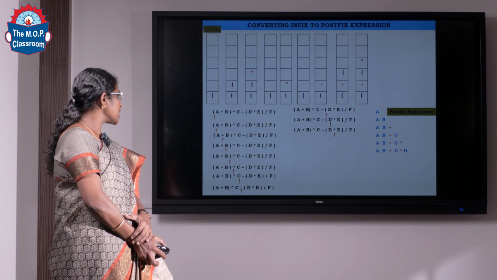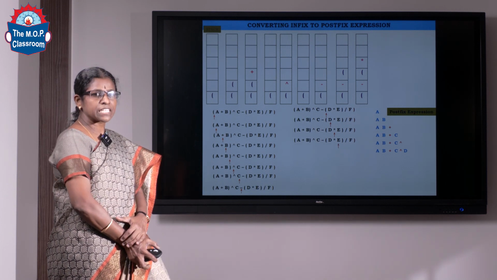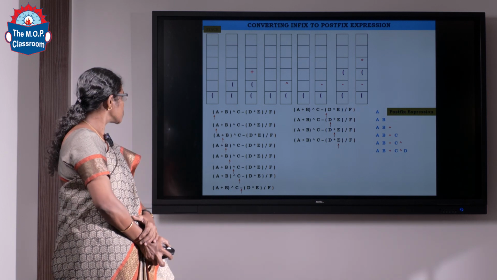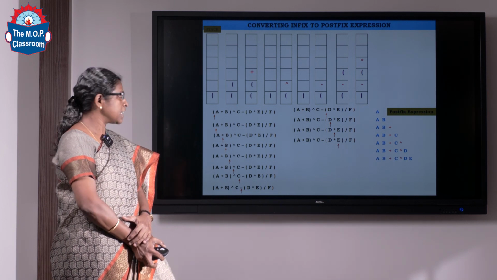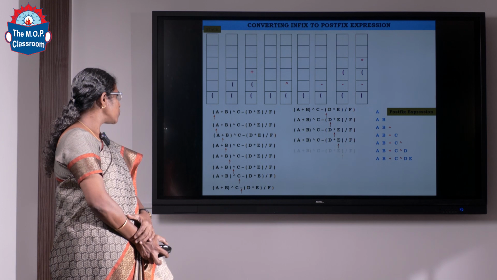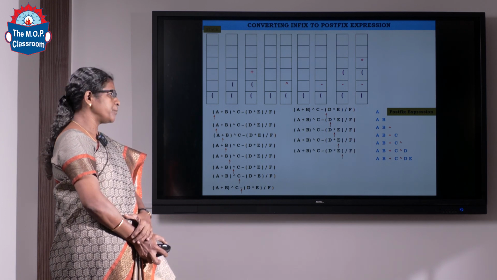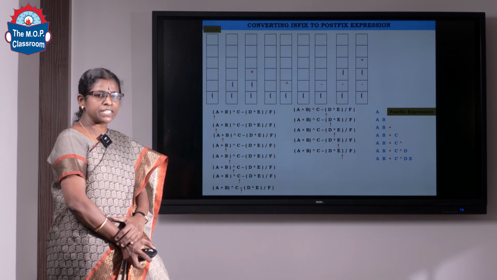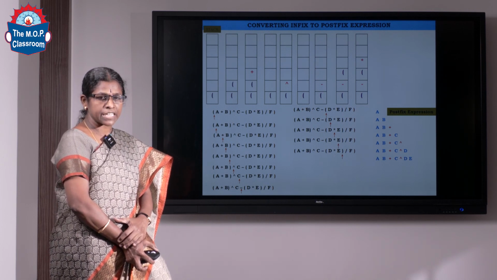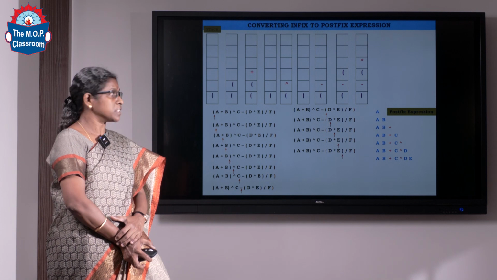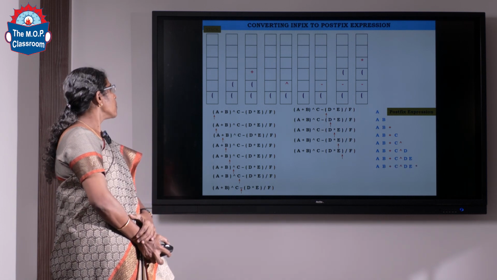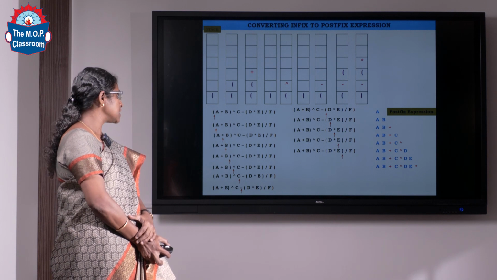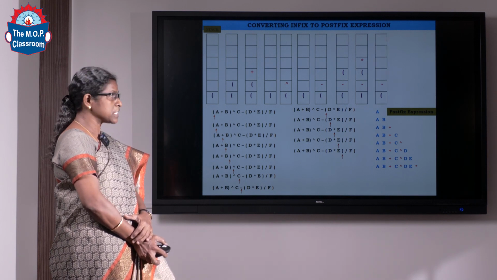Once again continue the same process. The next element to be scanned is an operand. Whenever an operand is encountered, add it to your postfix expression. So E has been added to the postfix expression. Scan for the next character. The next character is a right parenthesis. So whenever a right parenthesis is encountered, repeatedly pop all operators from the stack and add them to the postfix expression. So multiplication is popped out and added to your postfix expression. After that, there is a left parenthesis, pop it out and just discard it.